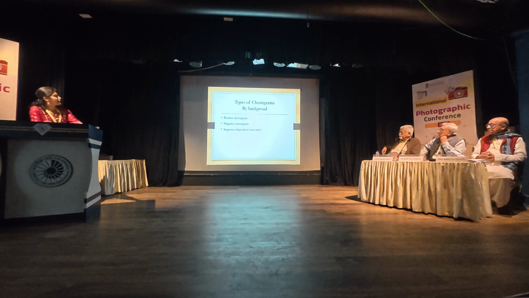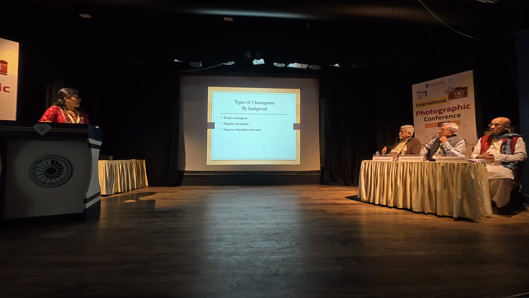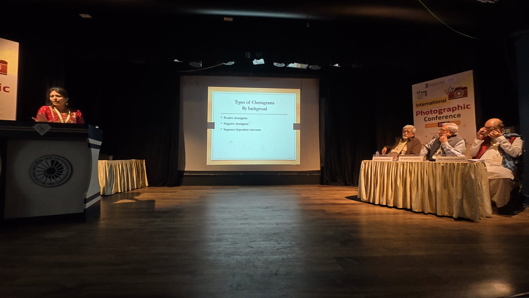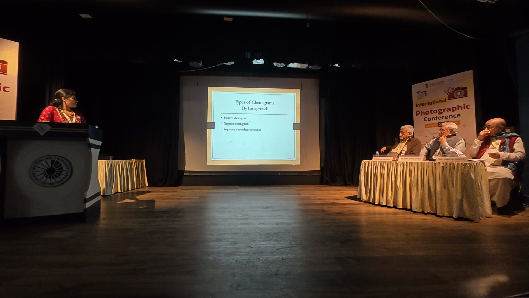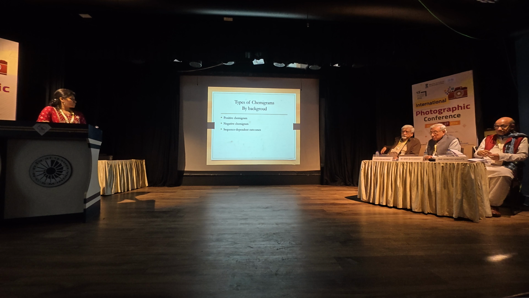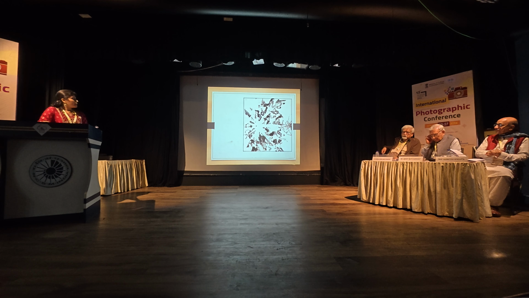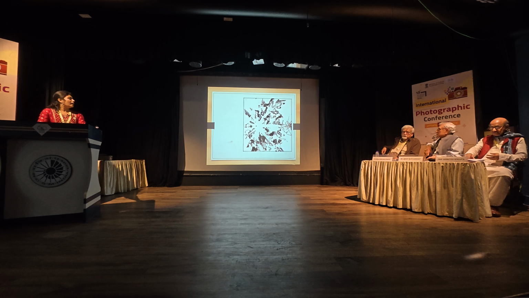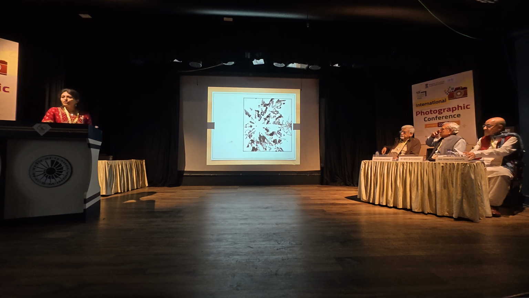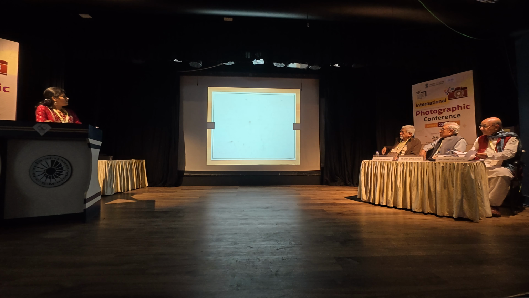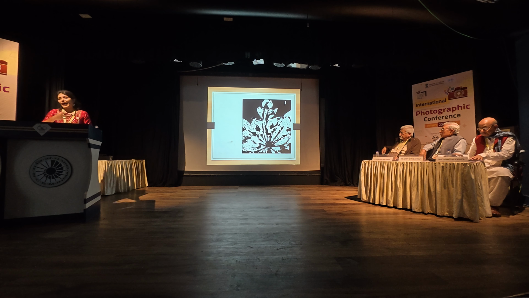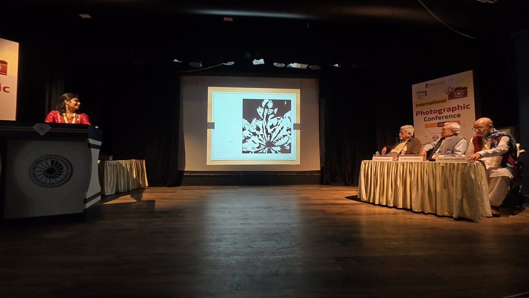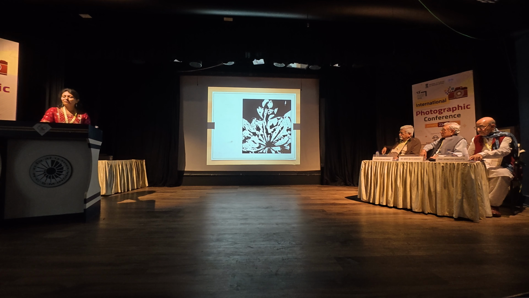Now move to the other type of chemigram, that is by background. There are three sections: positive chemigram, negative chemigram and sometimes sequence dependent outcome. This is one of my experiments with positive chemigram, which is on white background. This is another experiment from my darkroom. This is negative chemigram with black background.